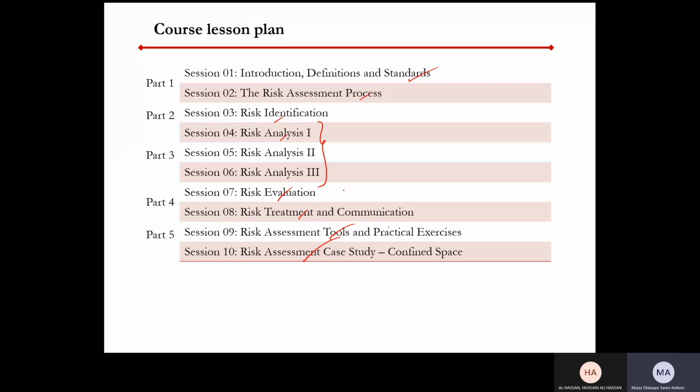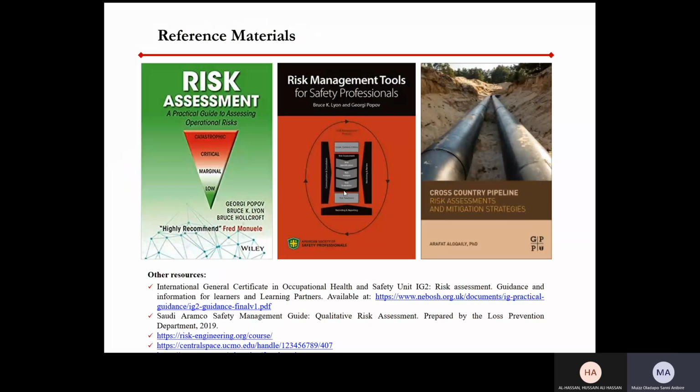So these 3 books are the books that I actually refer to. You could borrow them from the library in DCC. We have this one. We also have this one. And if you want this one, you have to go to the library in KFPM. We have these 3 books, and they're very good books. You can use them to study risk assessment.